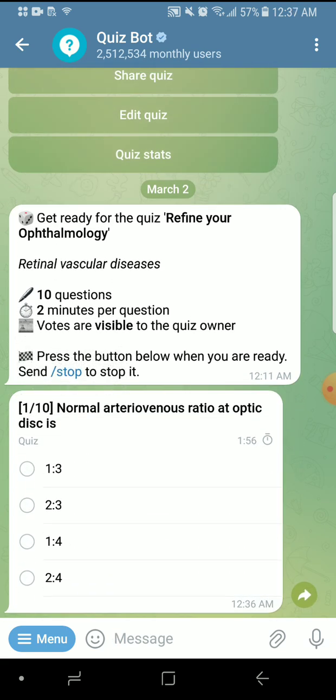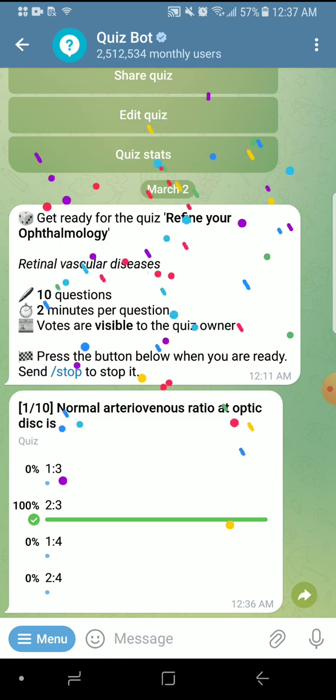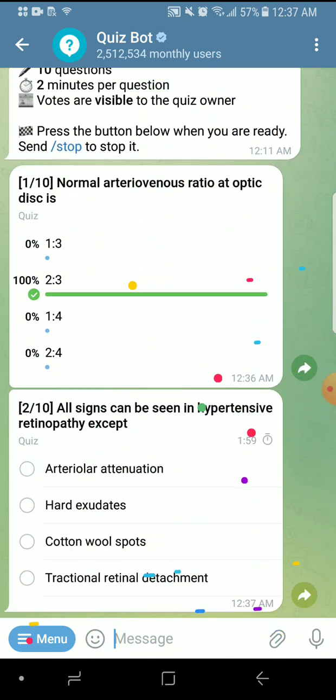Now the first one is a simple, very easy question, a PYQ as well, a recent question in the NEET exam I think. The normal arteriovenous ratio at the optic disc: the lumen of the artery is narrower than the lumen of the vein. The ratio is 2 is to 3. In hypertension, it becomes 1 is to 3 because of arteriolar attenuation. That's the second question's first option. The lumen becomes narrow to 1 is to 3, which can compress the vein. Later on, 1 is to 4 can also develop, which can be retinal venous occlusion.